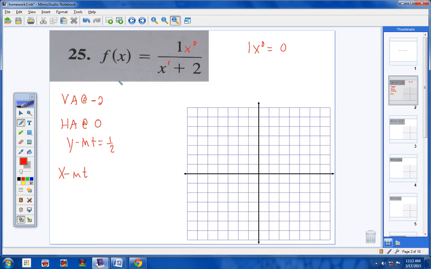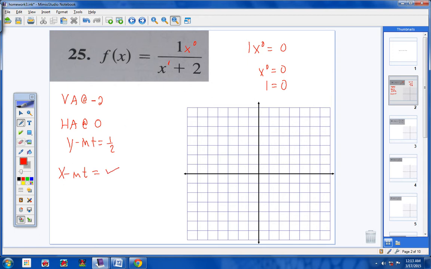Now, having done that, you can divide by 1. You have x to the 0 power equals 0, but x to the 0 power is 1, so you still get 1 equals 0, okay? So there's not going to be an x-intercept, okay? Let's put a check there, nothing there.